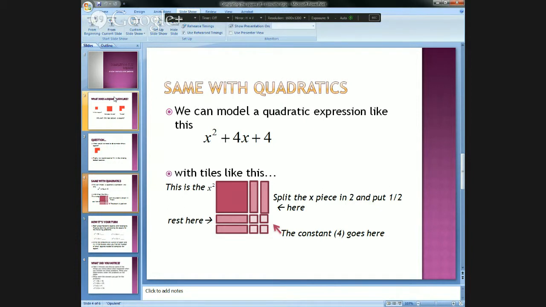X times X is X squared. This dimension is 1 times X, so what's the area? Yeah. And then we have 1, 2, 3, 4. Right? 4 X's. That's what the bars are. And then we have the 4 small tiles, which are each 1 by 1. So X squared plus 4X plus 4, right?